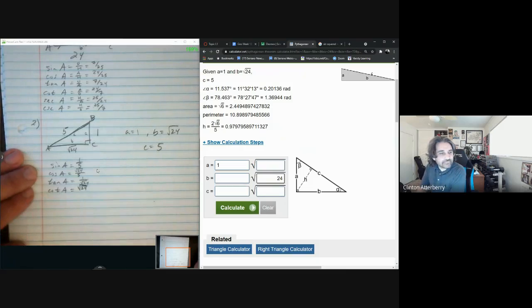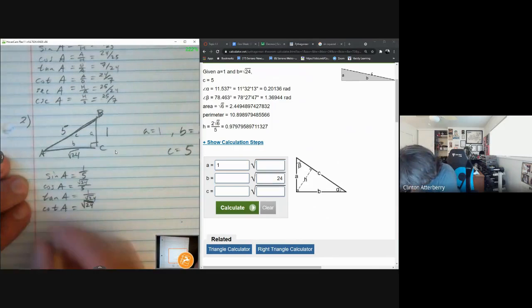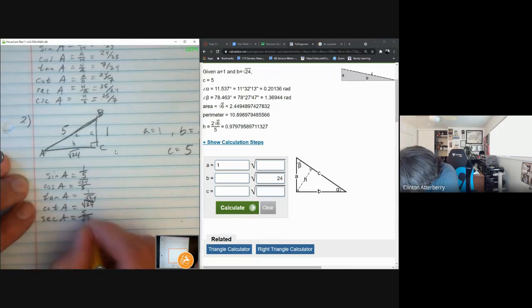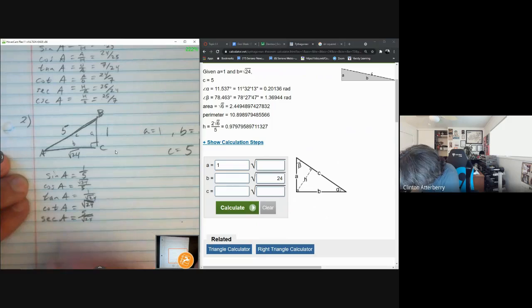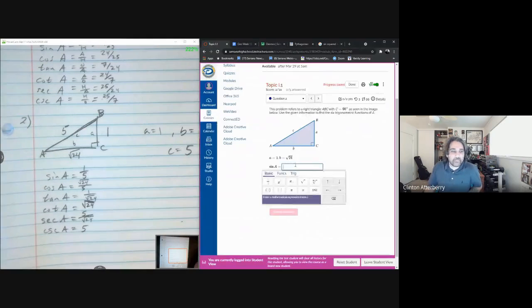After cotangent, it goes back to secant of A, and that would be this one upside down. So 5 divided by the square root of 24. And then the cosecant of A is this upside down, 5 divided by 1, which is just going to be 5. Let's type that in and double check.